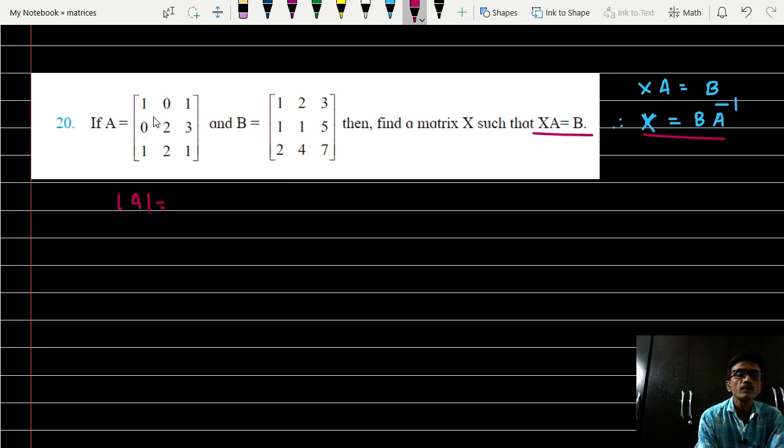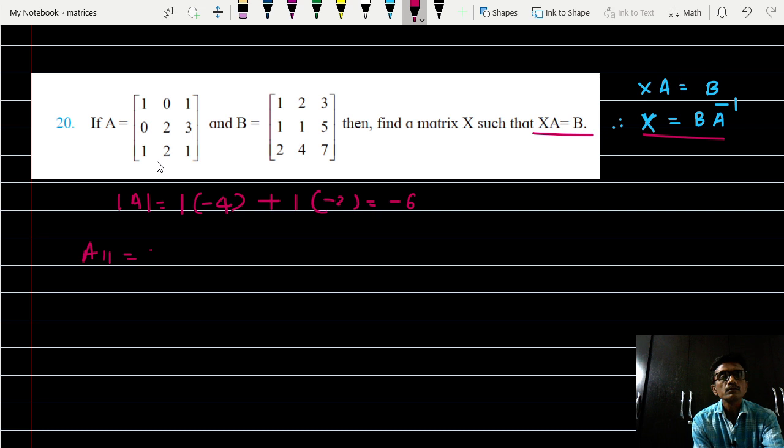Expansion of the determinant will be what? 1 into 2 minus 6 minus 4 फिर plus 1 into 0 minus 2 that is minus 2 मतलब minus 6 आएगा. ये है डिटरमिनेंट ऑफ A. फिर सारे कोफैक्टर्स फाइंड करने हैं हमको. A11 is equal to M11. So expansion of this determinant 2 minus 6 minus 4.